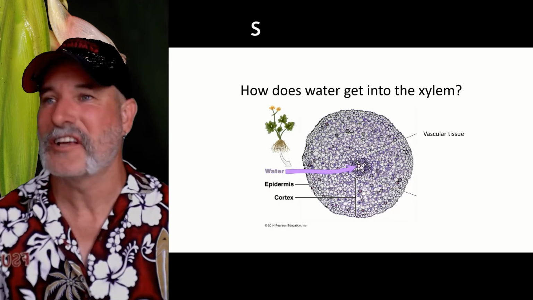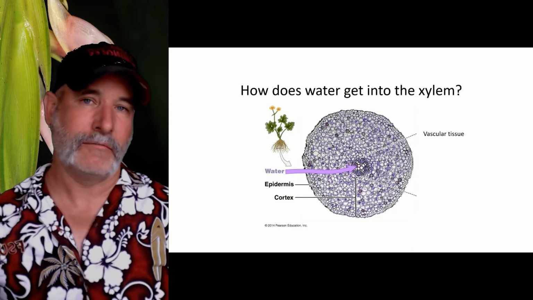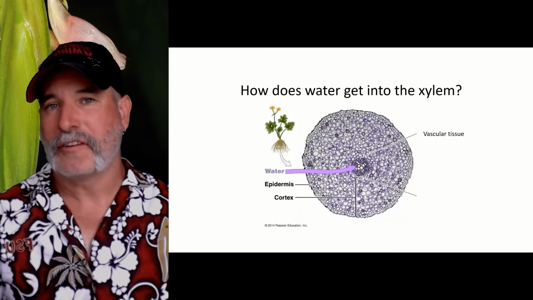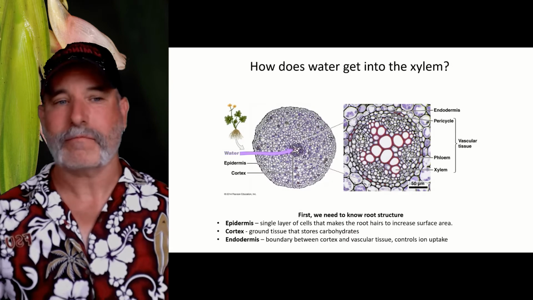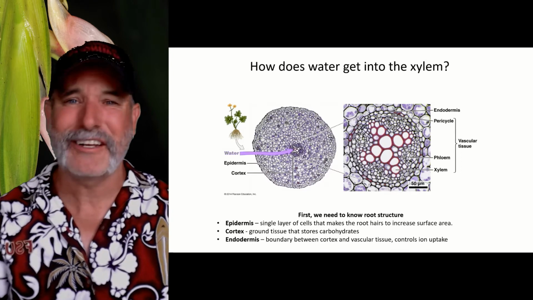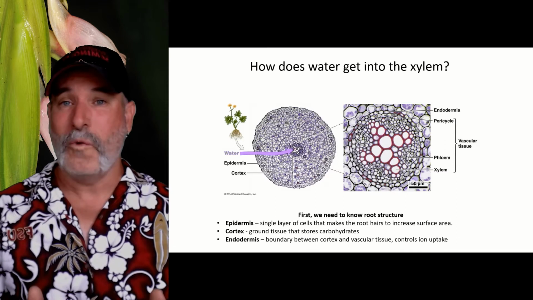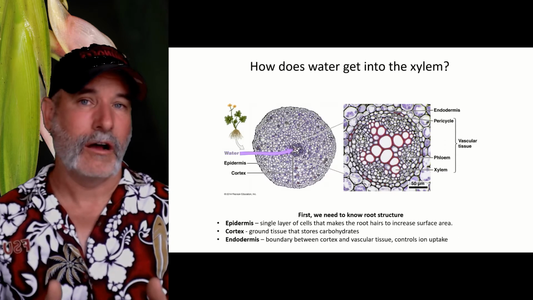Metabolism, chemical reactions. Those are chemicals that the plant is making. And the xylem carries water and minerals that are extracted from the soil. So how does water get into the xylem? There are a few routes it can take, and it has to go through a couple of steps here. So we need to know about the structure of the root.